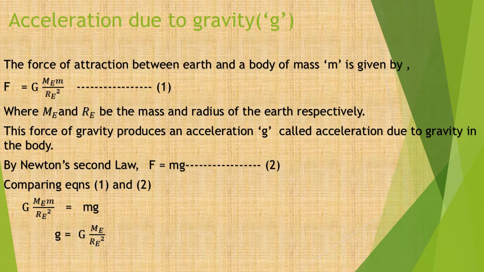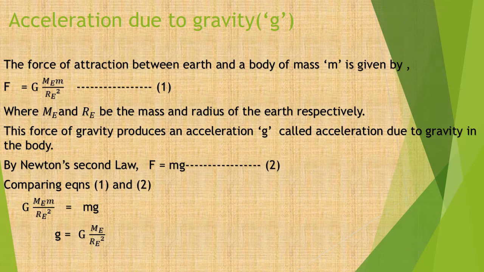And this object which is under the pull of the earth has an acceleration, and this acceleration is known as the acceleration due to gravity, that is g. From Newton's second law, we know that an object having a mass m and an acceleration has an associated force F = ma. There a is linear acceleration, but in this case the object is under gravitational pull, so it is the gravitational acceleration. So here we write, by Newton's second law, F = mg.